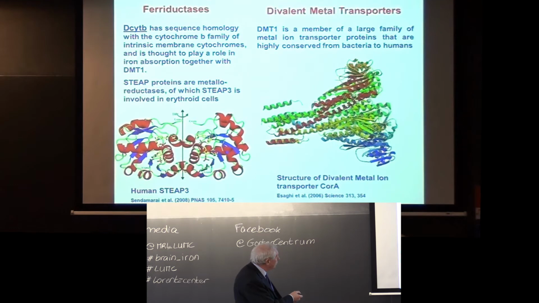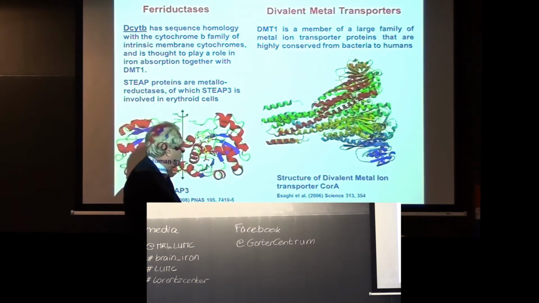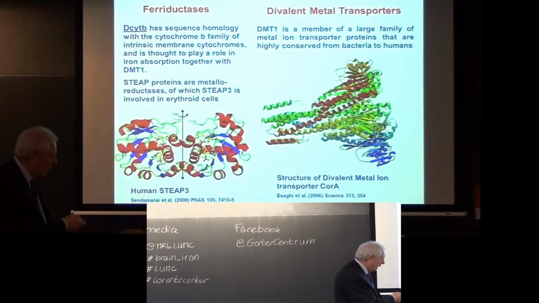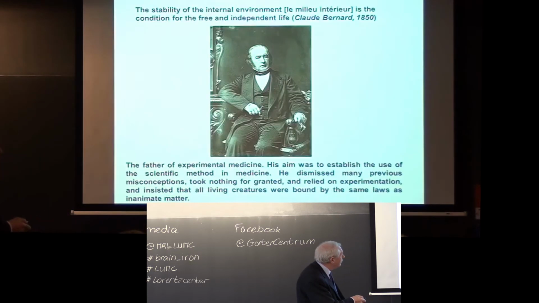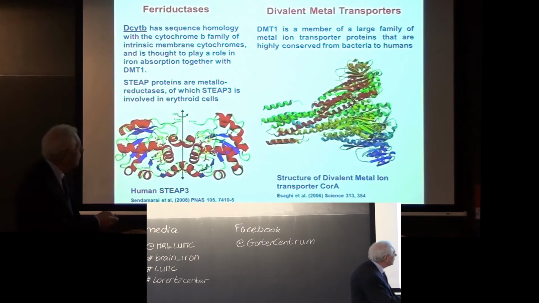Ferroreductases, we have several which are known, and the structure of one of these, STEAP3, has been examined. This is the one that seems to be involved in the transferrin cell cycle. DMT1 is a divalent metal transporter. This is a structure of a homolog from bacterium. And very recently, a ferroportin analog, I'll come back to ferroportin later.